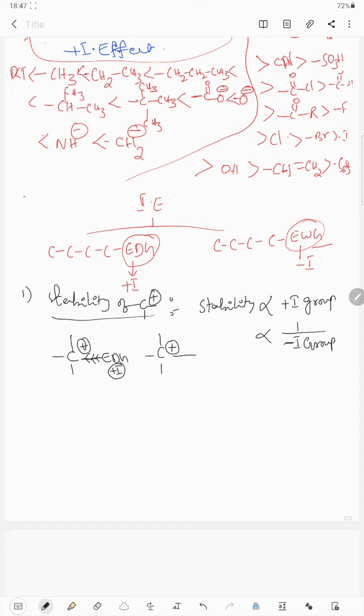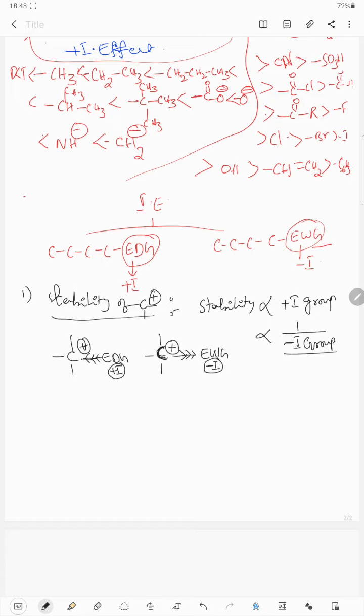Now come here. If the carbocation is attached to an electron withdrawing group, that is a minus I group, see, what will the minus I group do? It will take electrons from the sigma bond. Already the carbon has fewer electrons. It needs electrons, and again the electron withdrawing group is attracting sigma bonding electrons from the carbon. Already it is deficient. That's why it will become unstable. That's why the stability of carbocation is inversely proportional to the minus I group.